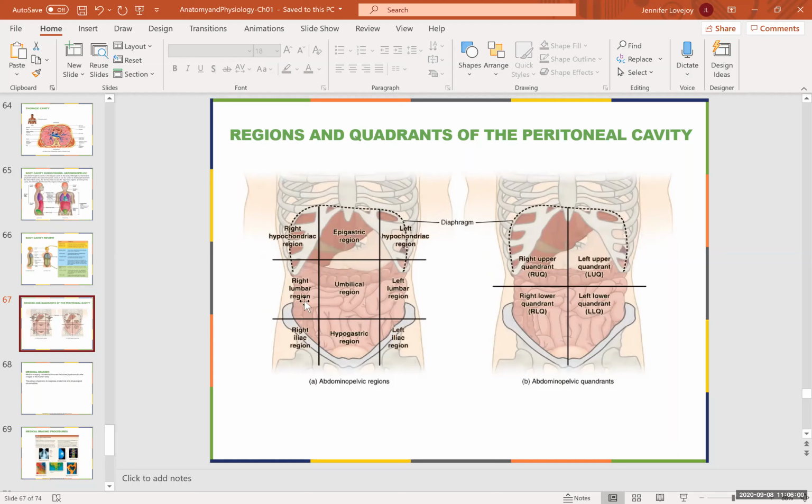And then in the middle section, we have right lumbar, which is referring to a place on our spine. We'll learn about different sections of the spine. The section that's right here would be our lumbar section. So it's the right lumbar region and the left lumbar region. And then right in the middle, we have our umbilical region, think belly button.